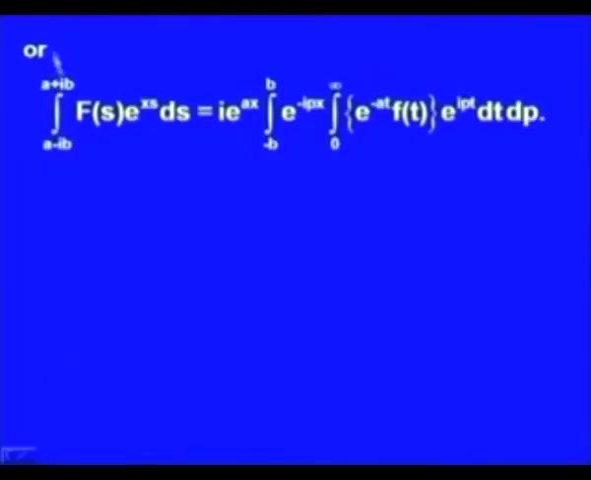Or we will have integral over a minus i b to a plus i b f(s) e to the power xs ds as i e to the power i a x minus integral over minus b to b e to the power minus i p x integral over 0 to infinity e to the power minus a t into f(t) e to the power i p t dt dp.